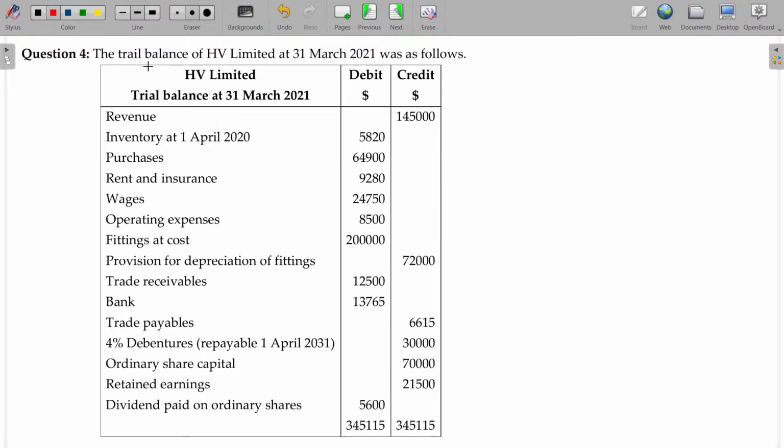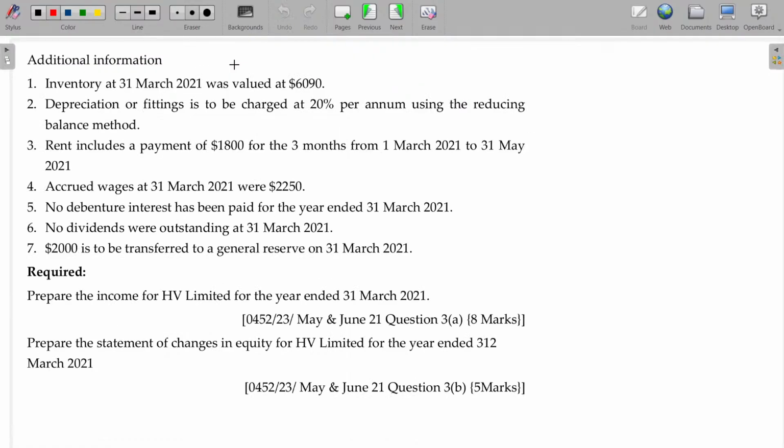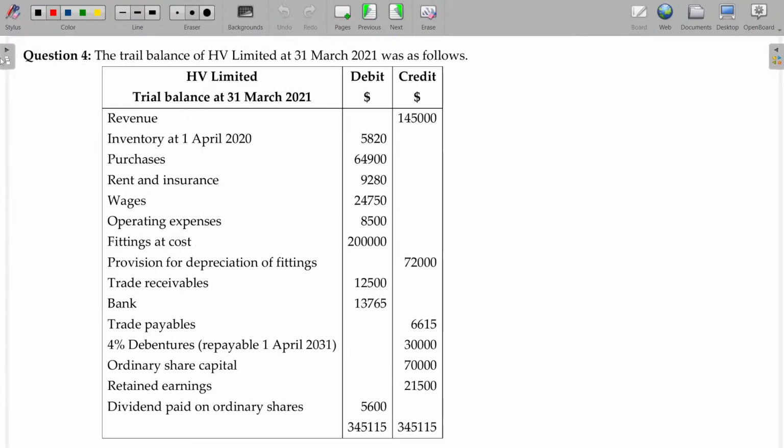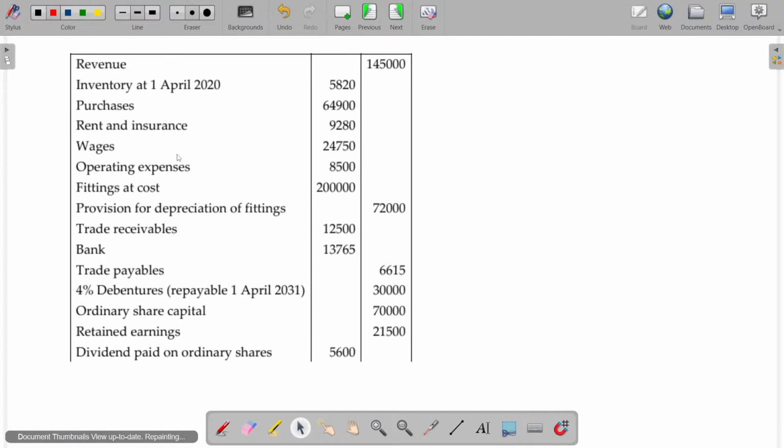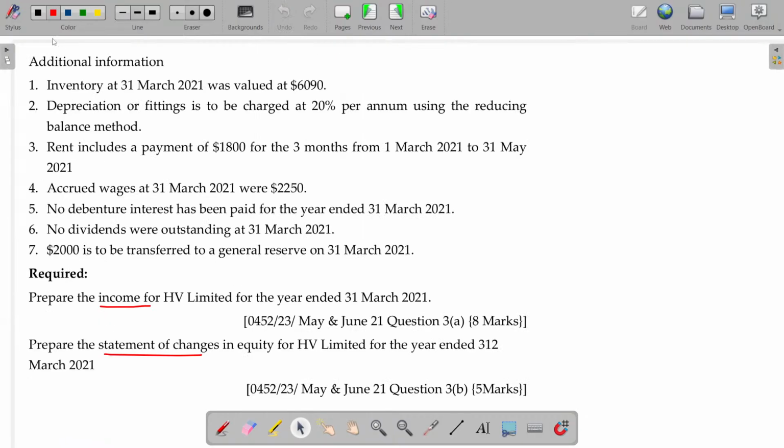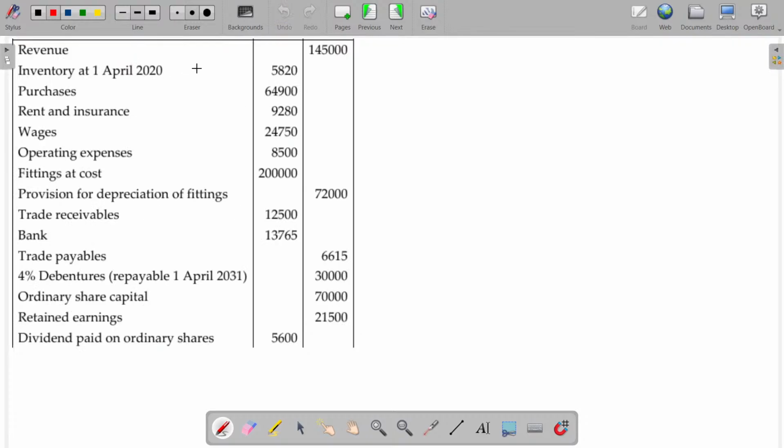Question number 4. The trial balance of HV Limited is given, then you have to prepare income statement. Prepare income statement for HV Limited for the year ended, and a statement of changes in equity. Let me start with this illustration. Inventory at the year end 1690.